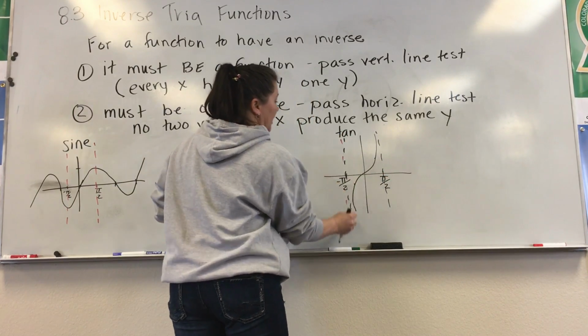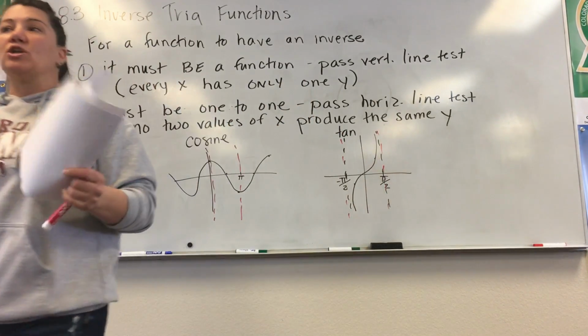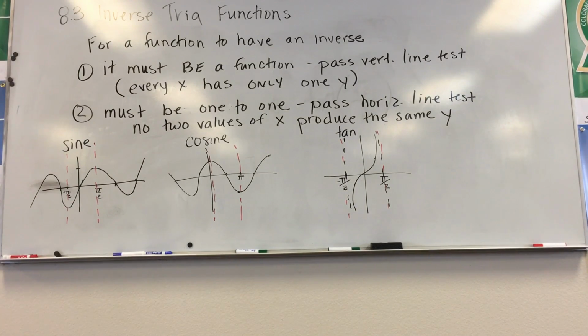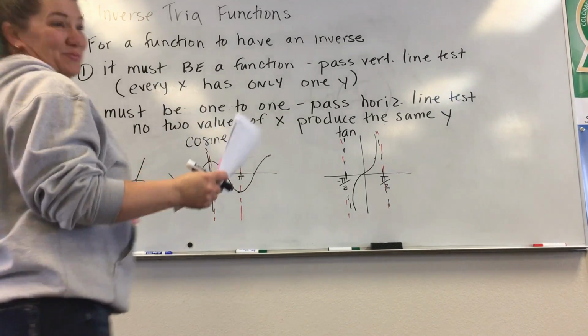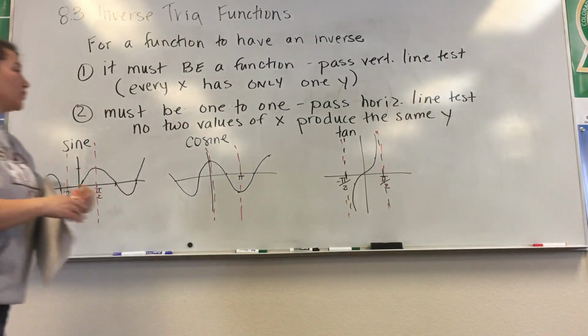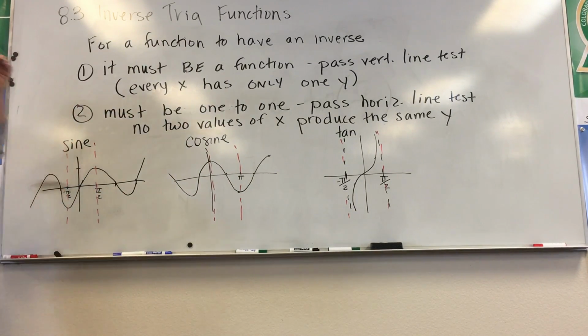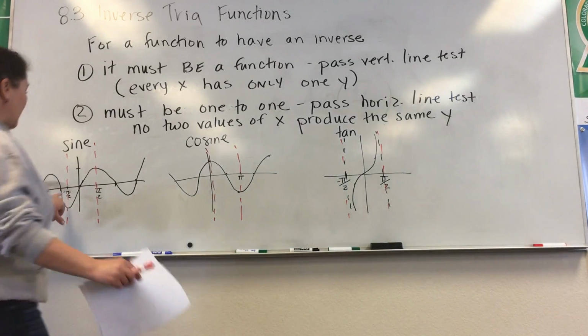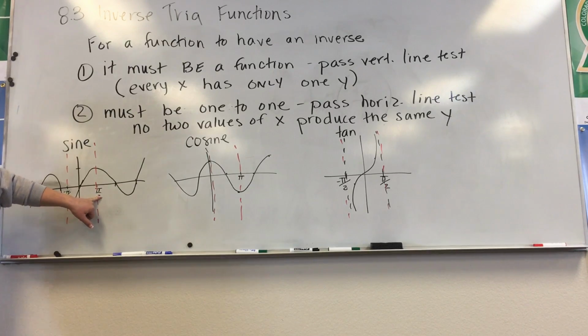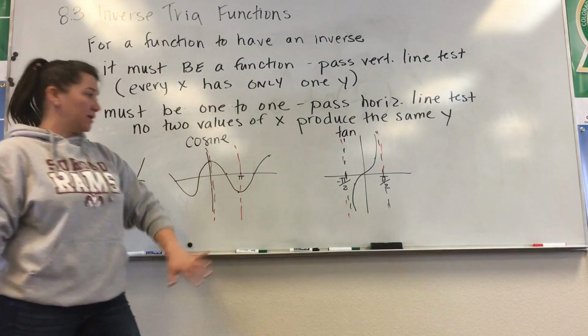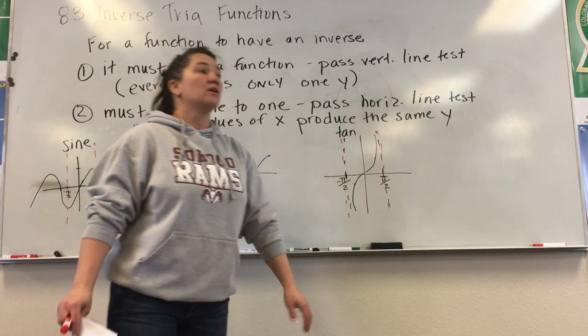Okay? So when I restrict the domain of the function, what have I restricted on the inverse? The range. So I've restricted the domain of the function, which restricts the range of the inverse function. So now we can only get answers for inverse functions that are between negative pi halves and pi halves for sine, between 0 and pi for cosine, and between negative pi halves and pi halves for tangent.